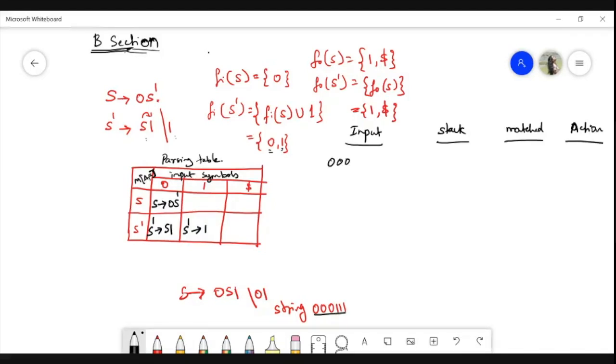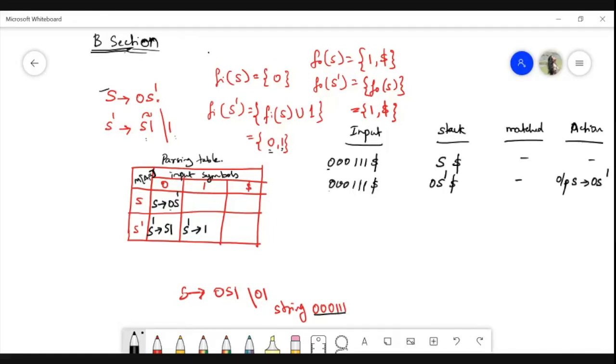0000111 dollar. On top of the stack, we have to start with the starting symbol, so I have pushed S on top of the stack. Matched is nothing, action is nothing. From S on 0, I have only one production to use, that is S producing 0 S dash. So 0000111 dollar. I have replaced S with 0 S dash because of this production, and a dollar. The action which I have taken is S giving 0 S dash.